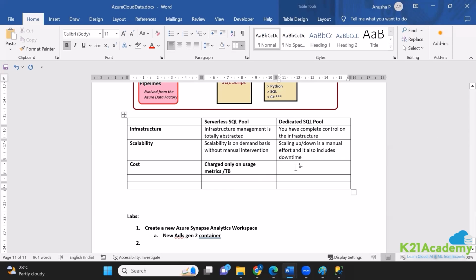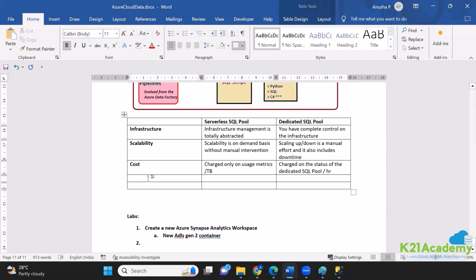On the other hand, when it comes to dedicated SQL pool, it is not dependent on per data. Here it's dependent on per hour. Whether you're going to use it or not, you are going to pay for this. So here you're going to be charged on the status of the dedicated SQL pool. And what was the unit that we saw here? It was based on per hour basis.